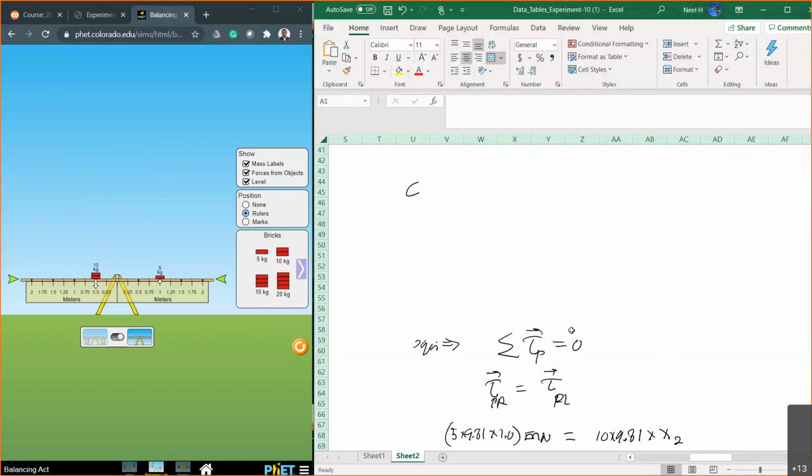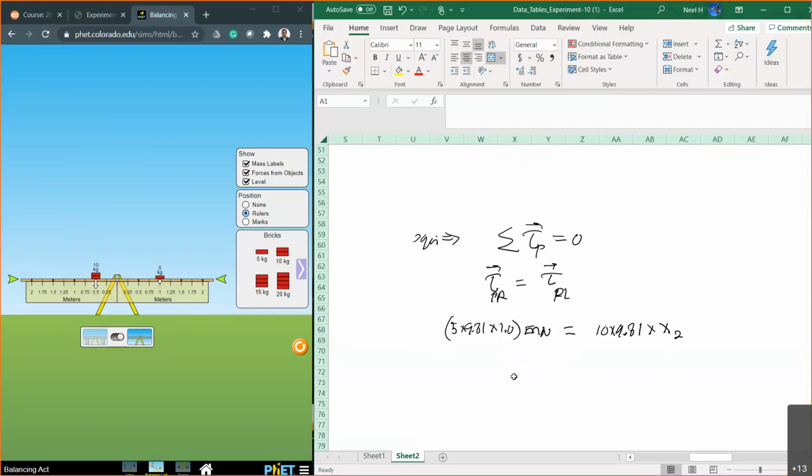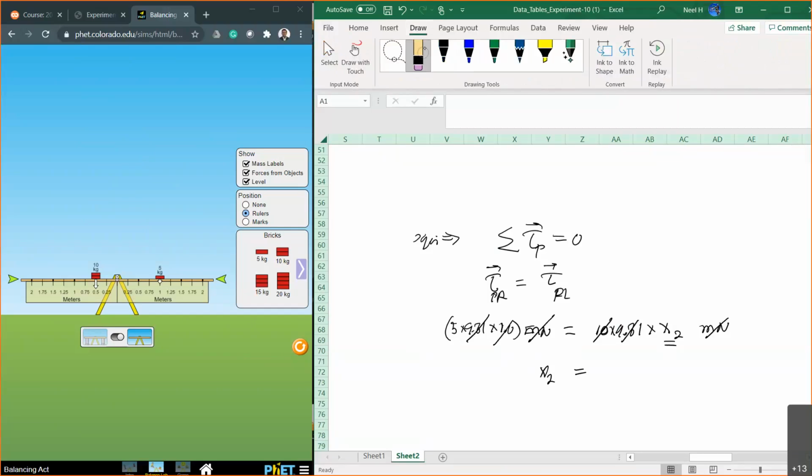I can find that location easily by just simplifying this formula. The unit, meter Newton, cancels out, and then I can find the location x2. 9.81 cancels out. Now 10 does not cancel out, actually this is 10, and this is 1. Get rid of that part right here.